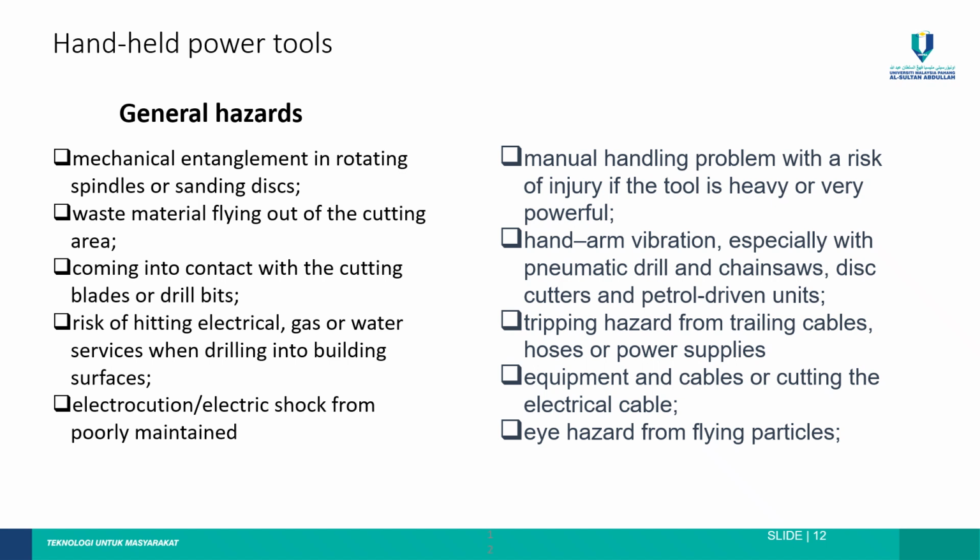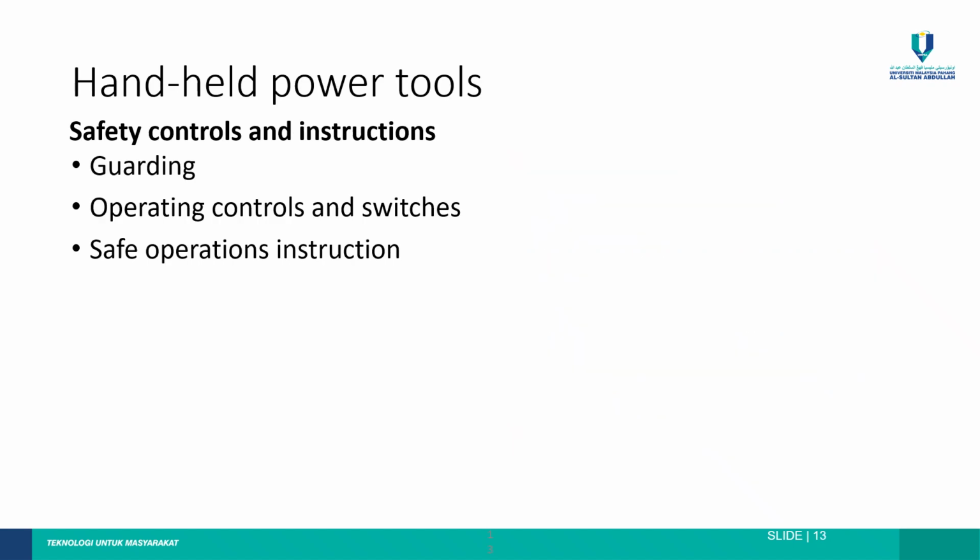Okay, eye hazards from practicals I mentioned before. For handheld power tools, an important part is guarding. The same goes for other equipment. You should have proper guarding, proper operating controls and switches. Usually handheld tools don't have their own emergency stop button, so the switches should be easily accessible, so that in case of an emergency, they can just shut it down immediately. And also safe operation instructions.